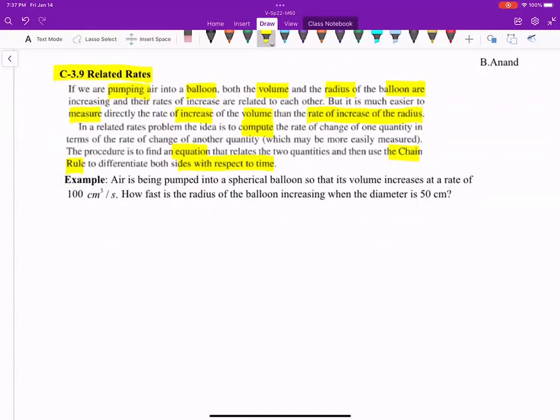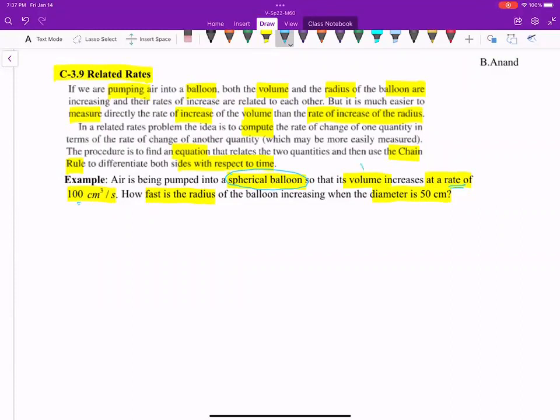Air is being pumped into a spherical balloon so that its volume increases at a rate of 100 centimeter cube per second. How fast is the radius of the balloon increasing when the diameter is 50 centimeter? So the shape is spherical, so we are looking at a spherical figure, and we are given its volume increases at a rate of.